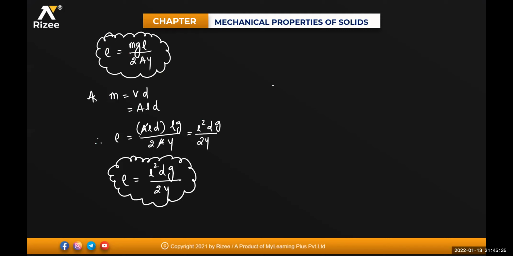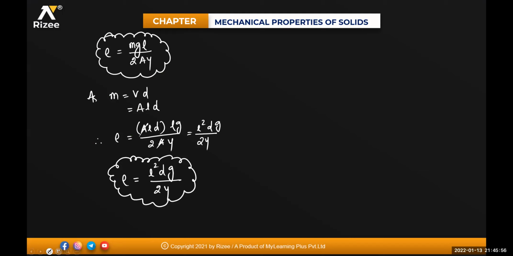In terms of mass, if I am writing, E is equal to mg into L divided by 2 into A into Y. The students will get confused about which formula to use. It depends upon the data. If mass is given and they are asking for the elongation, then you can use the above formula. If length and density are given, then you can use the below formula. It is very important to remember these two formulas for your competitive examination.